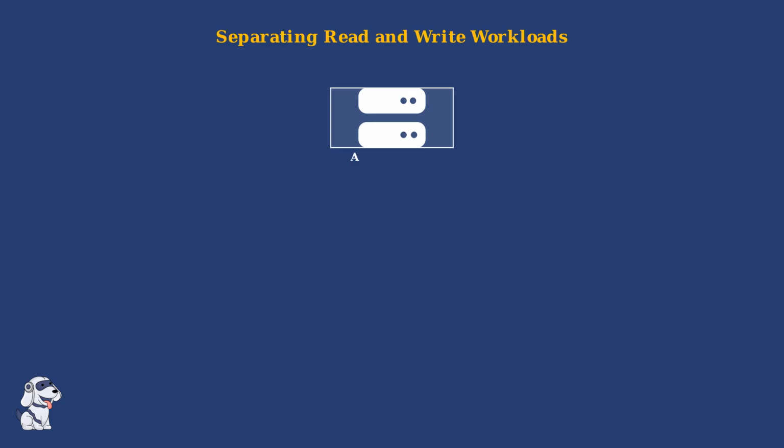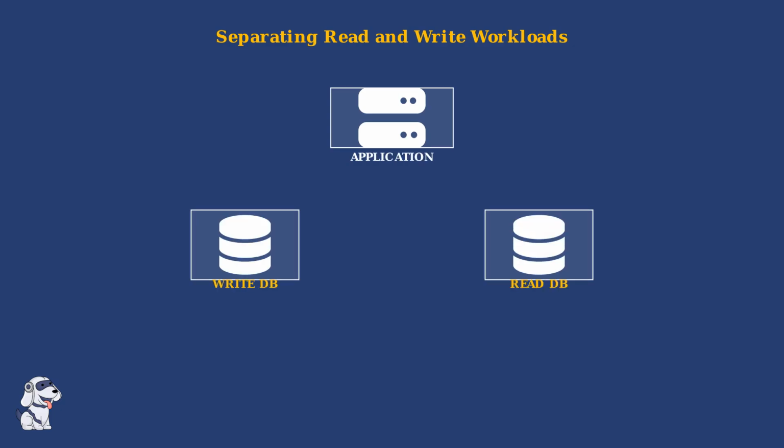A fundamental best practice in database architecture is separating read and write workloads. This separation allows you to optimize each type of operation independently and prevents read-heavy queries from impacting write performance. Write operations such as inserts, updates, and deletes are directed to the primary instance, while read operations like select queries are distributed across read replicas. This distribution significantly improves overall system performance.